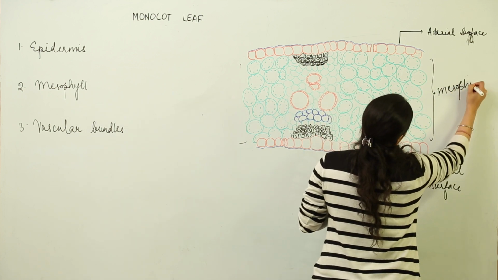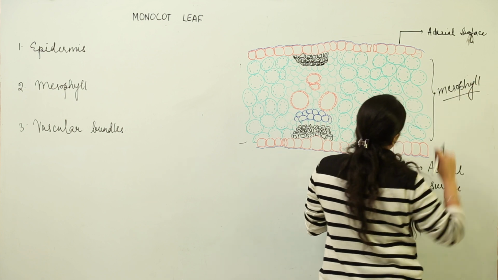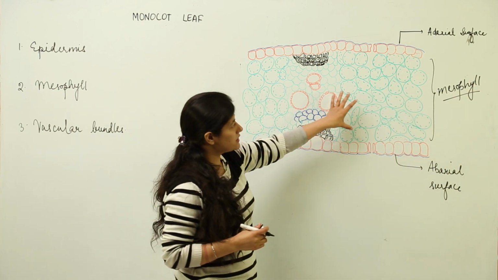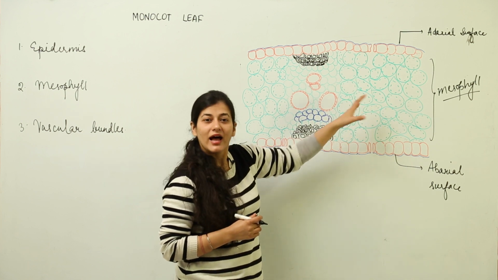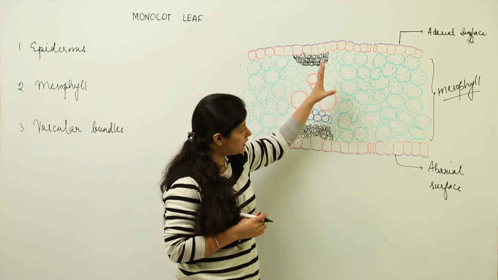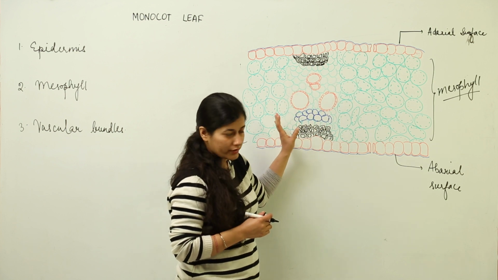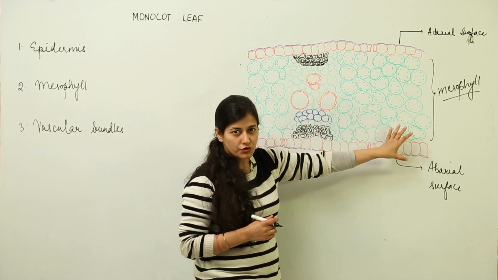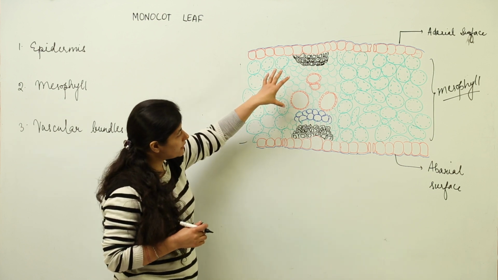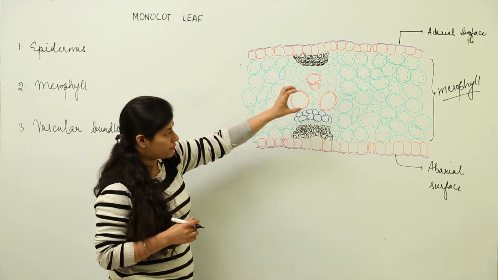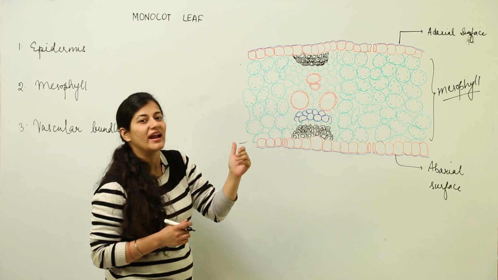So what you see over here in the case of mesophyll is that the intercellular spaces are few. It is not having air spaces as in the case of spongy parenchyma. It is almost uniform. So the mesophyll is almost uniform. There is no distinction of palisade or spongy parenchyma. And in between the mesophyll, there is a parallel venation.